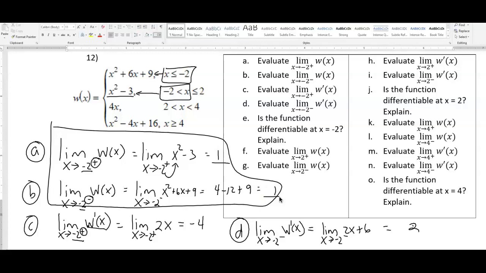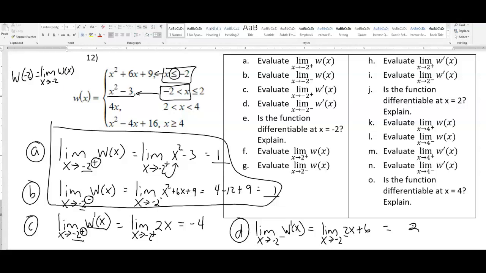And the function exists also because we have an equal sign, so you are allowed to plug in -2. You don't have to write this, but we know that w of -2 is going to be the same thing as the limit as x approaches -2 of w(x), and both of them equal 1. Okay, so it's a continuous function. That's the good news. All right.